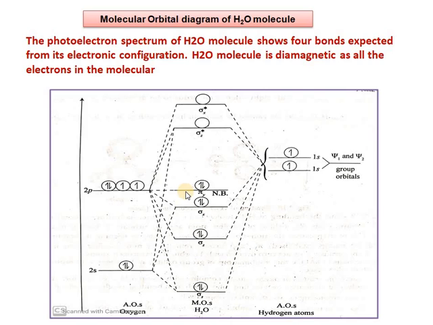Therefore, these molecular orbital diagrams for the water molecule show that it is diamagnetic in nature, with no unpaired electrons remaining.